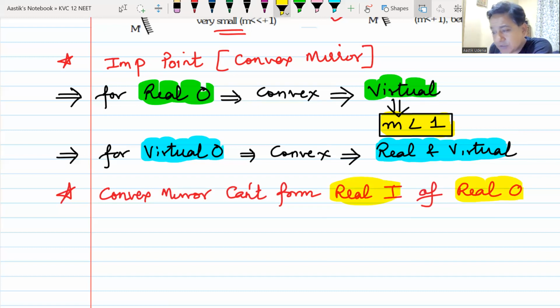A convex mirror cannot form a real image of a real object. It can form a virtual image of a real object. For a virtual object, it can do both real as well as virtual. It cannot do real for real.